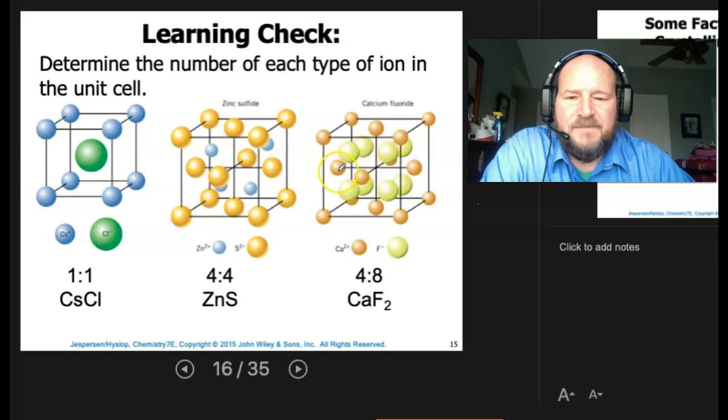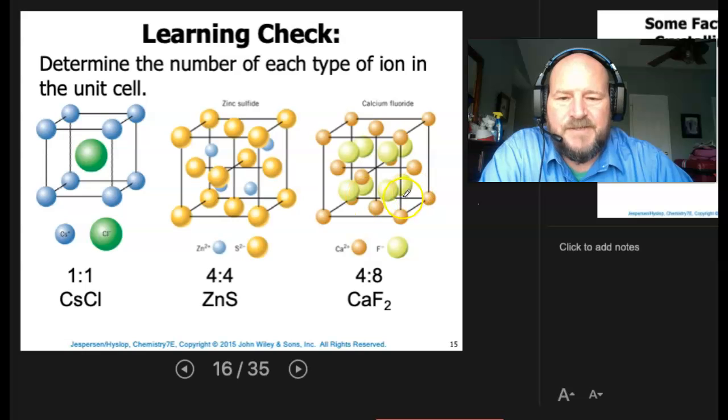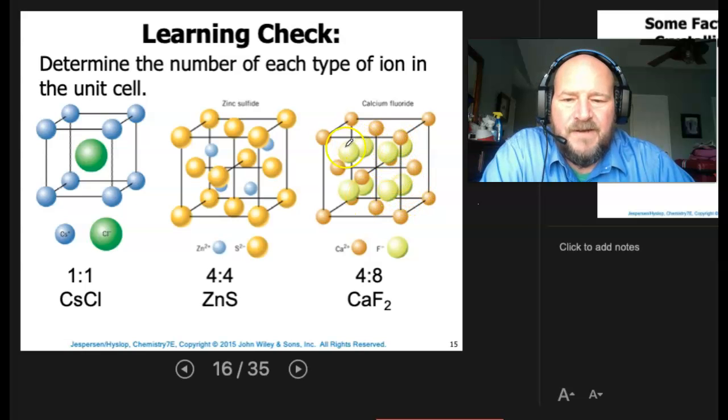All right, for the calcium fluoride, you can see we have 8 on the corners for the calciums. And then we have face centered again, so that's going to give us 4. And then we actually have 1 in each quadrant for the fluorines. So 1, 2, 3, 4, 5, 6, 7, 8.